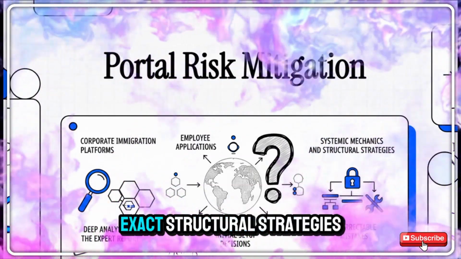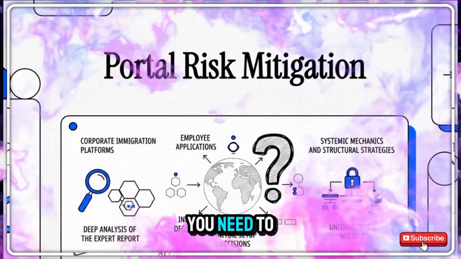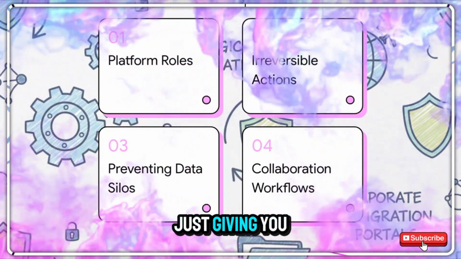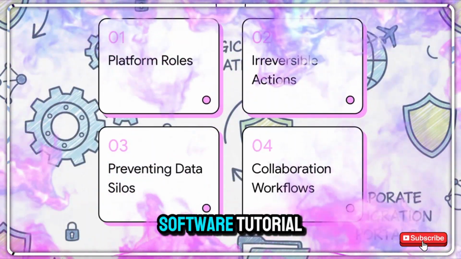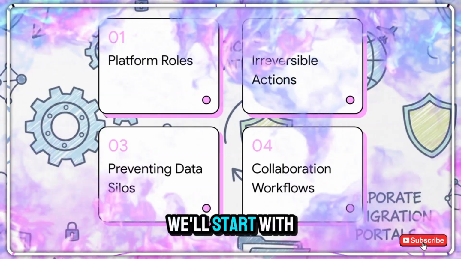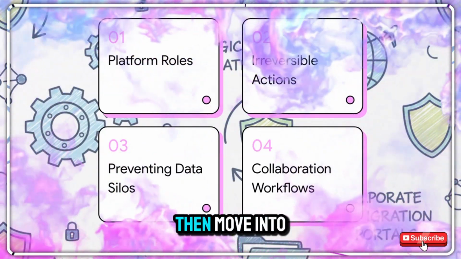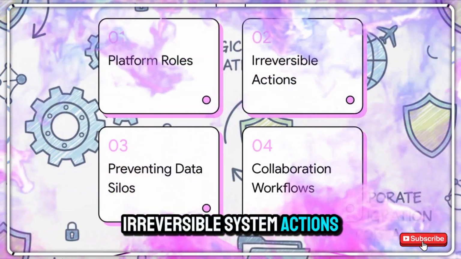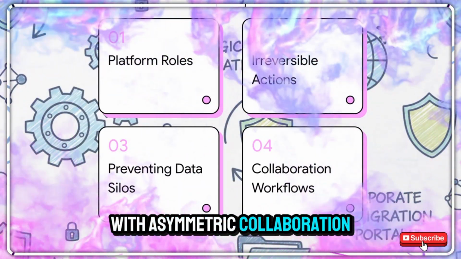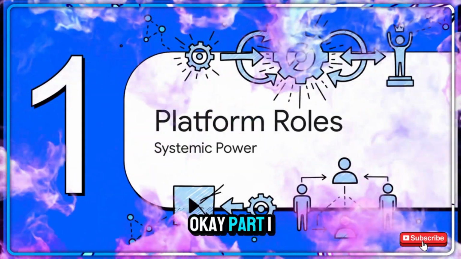Let's deconstruct the exact structural strategies you need to safely configure your account. So instead of just giving you a basic point-and-click software tutorial, we're going to logically dissect the embedded risks here. We'll start with platform role architecture, then move into irreversible system actions, how to prevent data silos, and wrap up with asymmetric collaboration workflows. Okay, part 1.